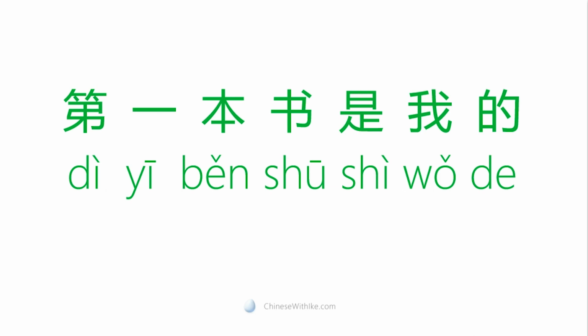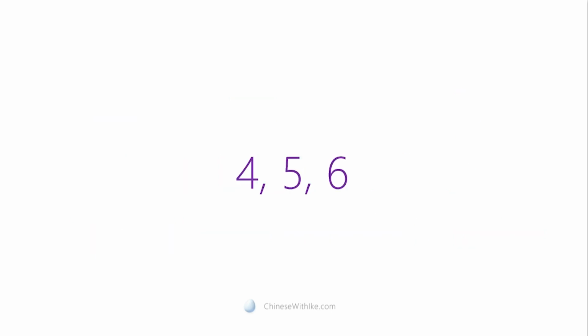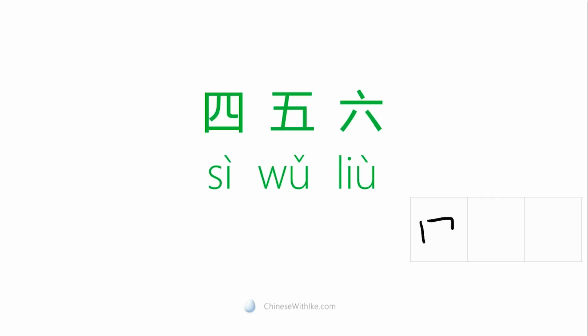第一本书是我的。Here we have the ordinal number 第一 and the measure word 本 and here we use 是 as the verb is. 第一本书是我的。You could also say 第一本是我的 because you use measure word 本 so everyone will know that you are talking about the book. And the number 4, 5, 6 in Chinese is 四五六 because 五 is the third tone, so it's very low.